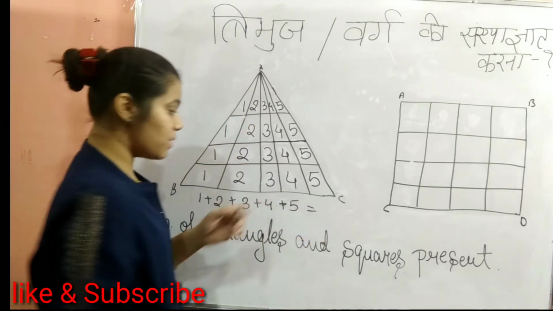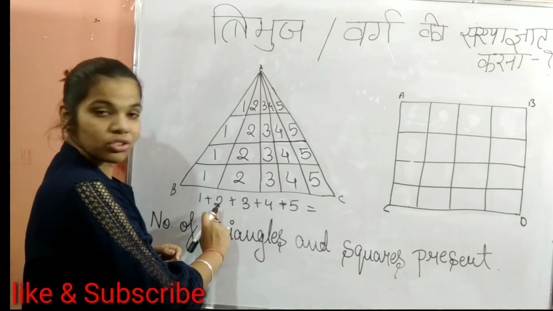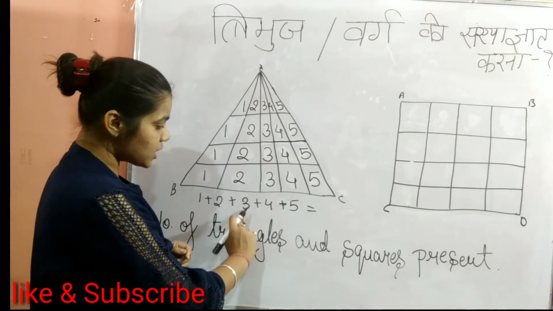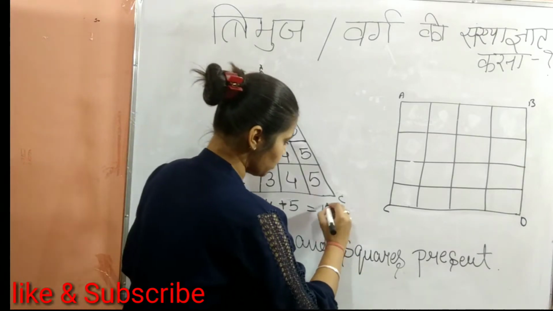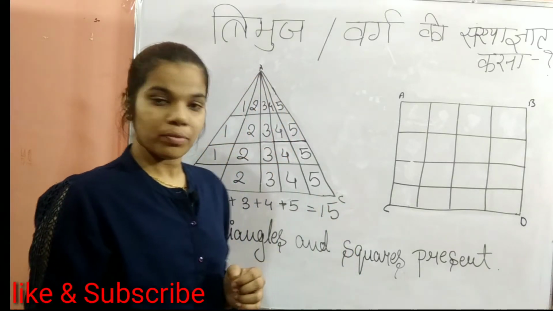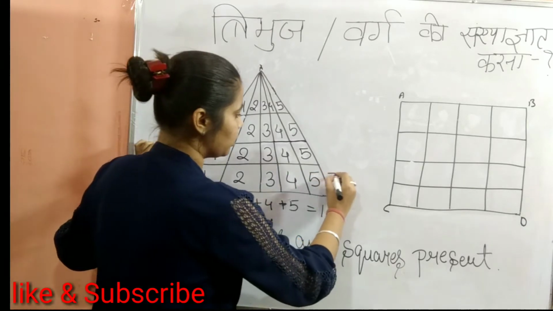Now what does this make? 1 plus 2, 3, 3 plus 3, 6, 6 plus 4, 10 and 10 plus 5, 15. This gives a total of 15. So for this column we got the total 15.